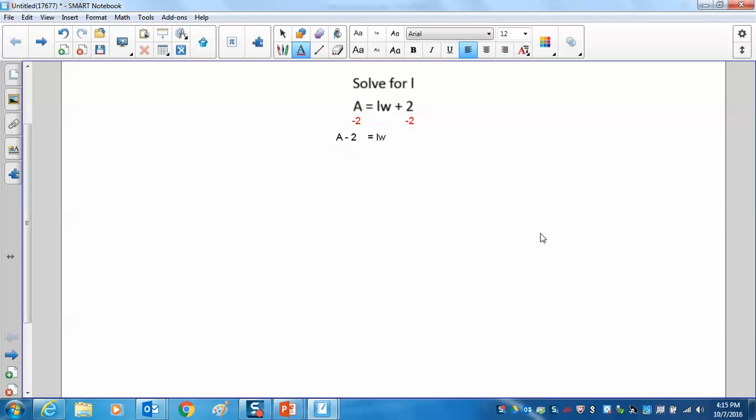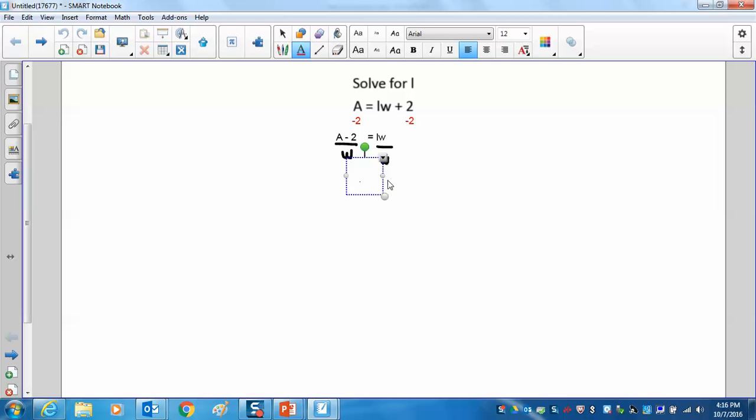So now our goal is to get L by itself. So we need to get rid of the times W. We're going to use the opposite operation, and we're going to divide both sides by W. We're going to divide the right side by W, and we need to divide the left side by W. Everything is going to get divided by W. So what we're left with on the right is L by itself, which is what we were hoping for.